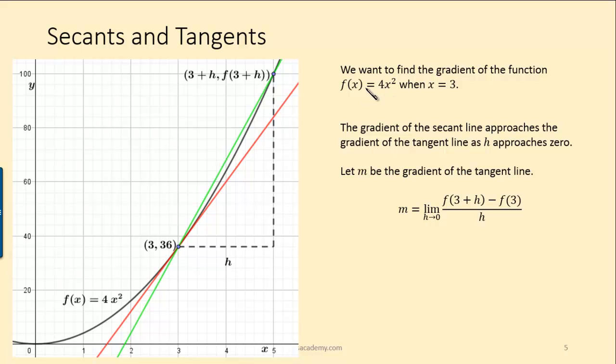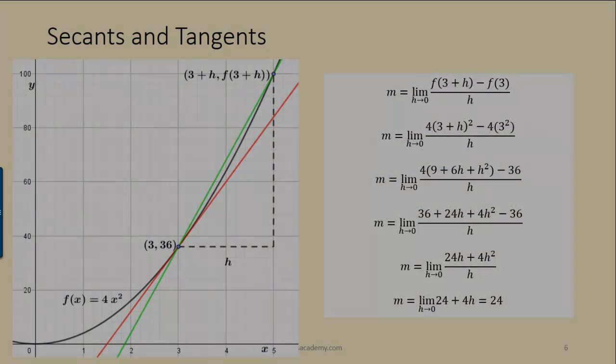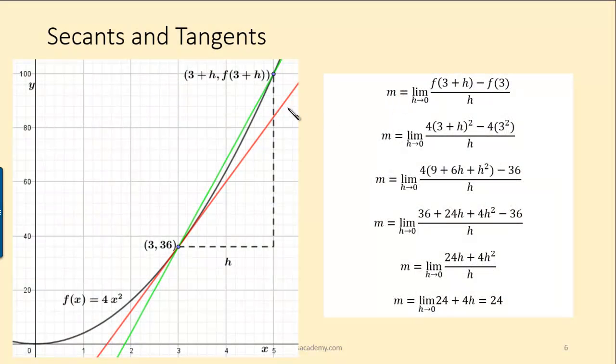Here we have the function f of x equal 4x squared, and we want to know the gradient of the tangent line when x is equal to 3. So here the point is (3, 36). We know that the gradient of the tangent line is going to be equal to the value that the gradient of the secant line approaches as h approaches 0. m is the gradient of this line drawn tangent here, and it's going to be equal to the limit as h approaches 0 of the gradient of the secant line.